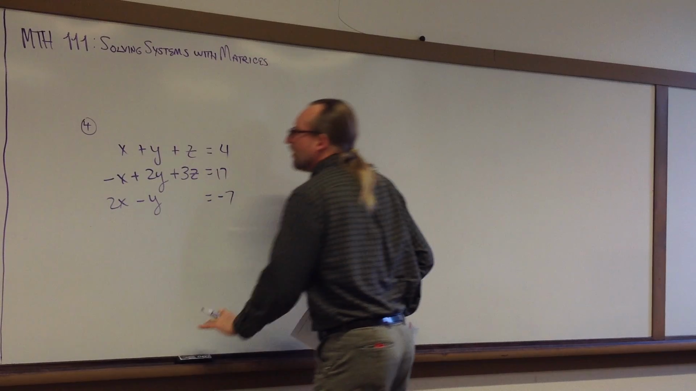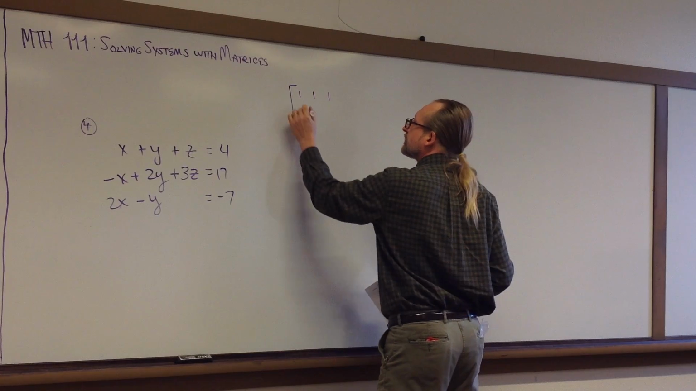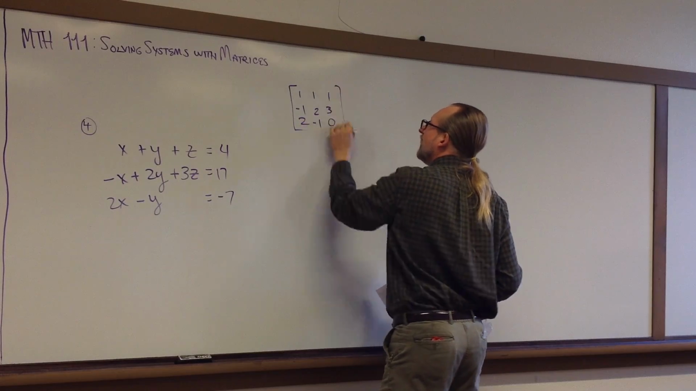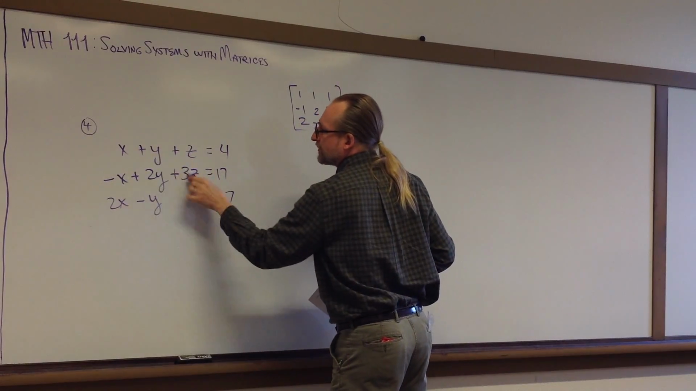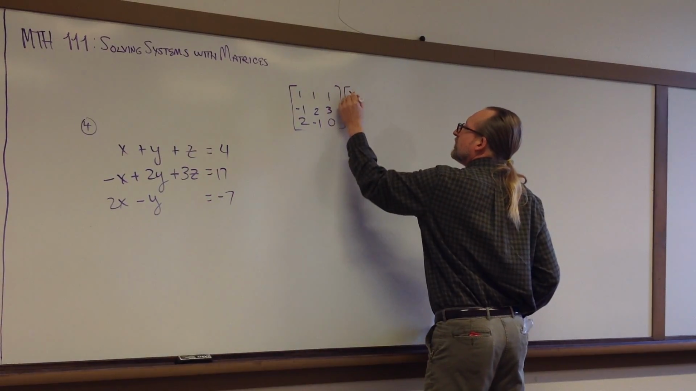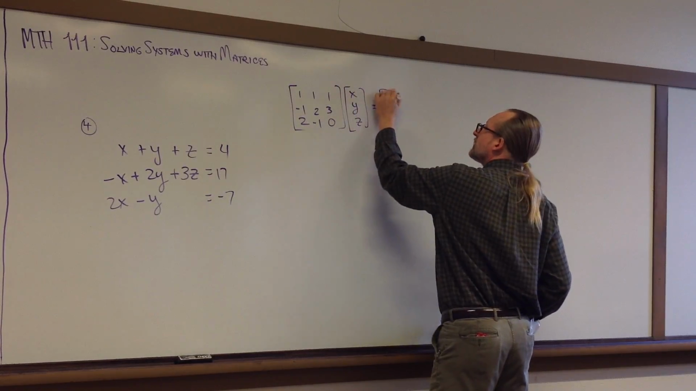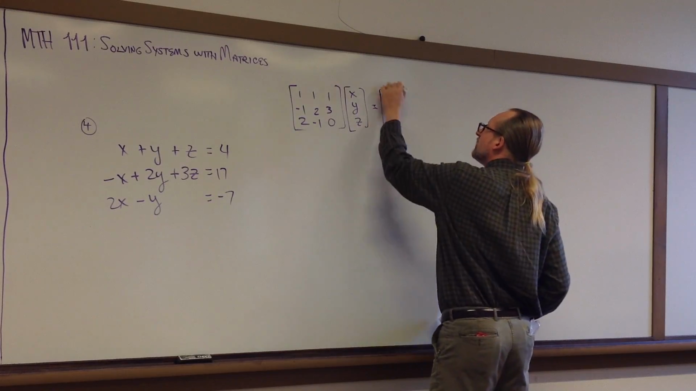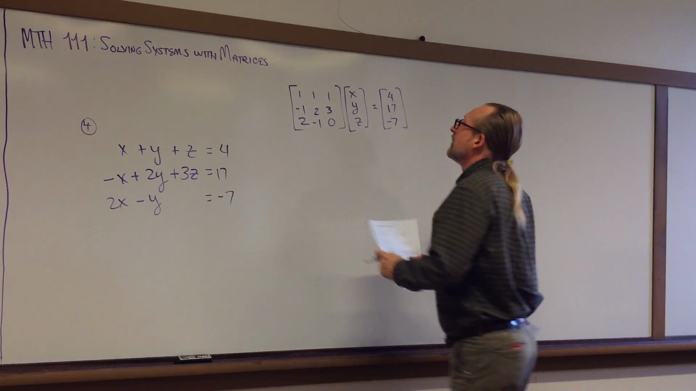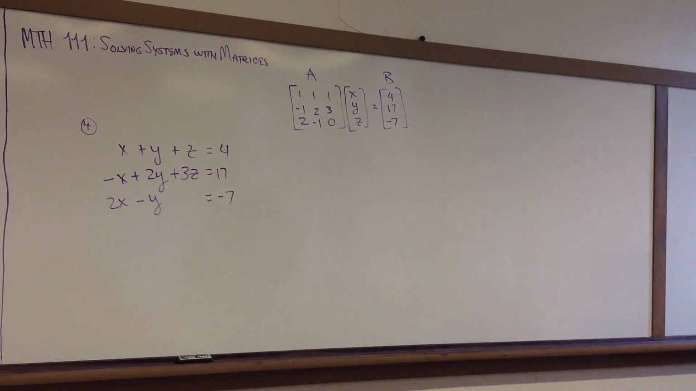when it comes time for the coefficients. So, in terms of matrices, what we're looking at here is 1, 1, 1, negative 1, 2, and 3, 2, negative 1, and 0. So those come from the coefficients for all these variables, and the missing one gets a 0. And then we've got x, y, z, and this should equal our answer matrix for 4, 17 and negative 7. Okay, so let's get these entered as matrix A and matrix B on the calculator.